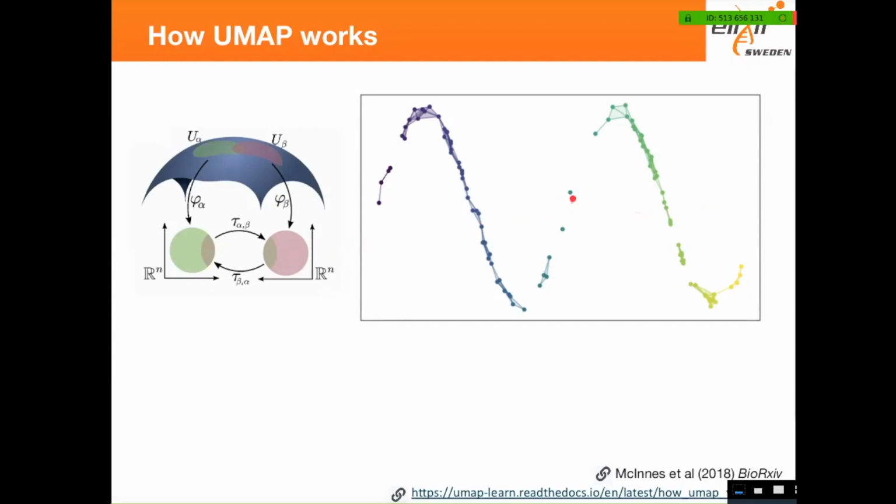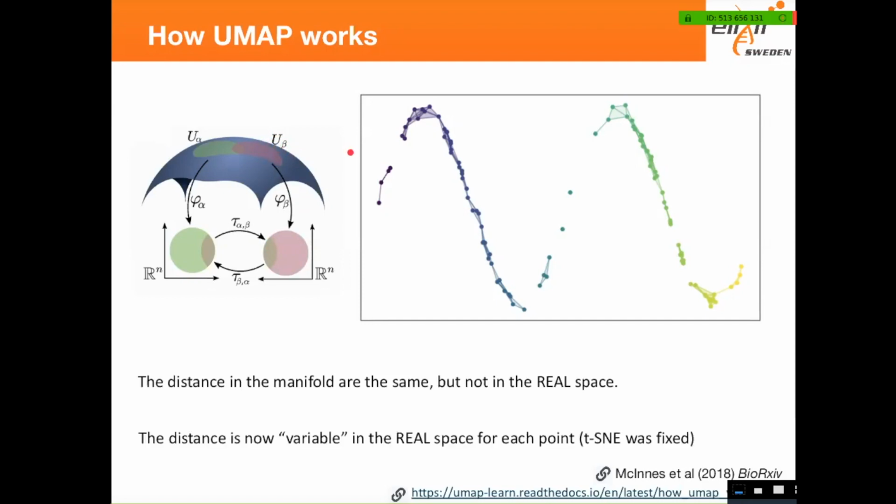So for example, the distance between those 2 points is exactly the same as the distance between those 2 points. It's just that the notion of distance in this part of your data is much more elongated compared to this one. And because of that, you can actually have a function that converts your real space to your uniform space. So the distances in this real space are actually variable, not just a single one as it would be for the tSNE.